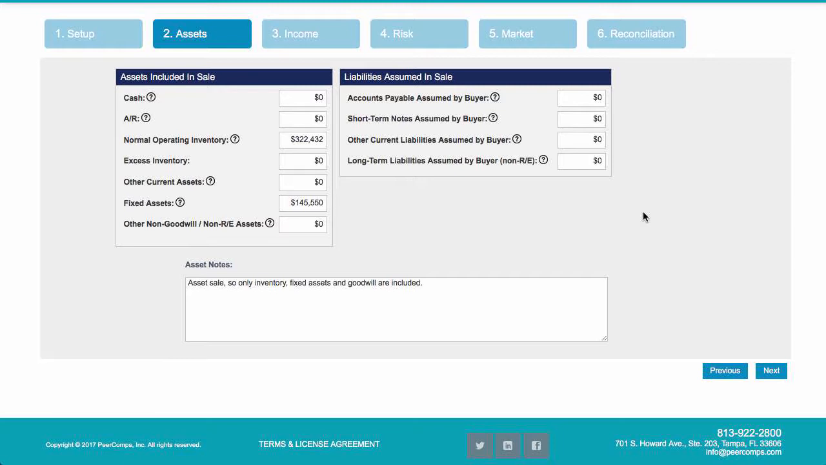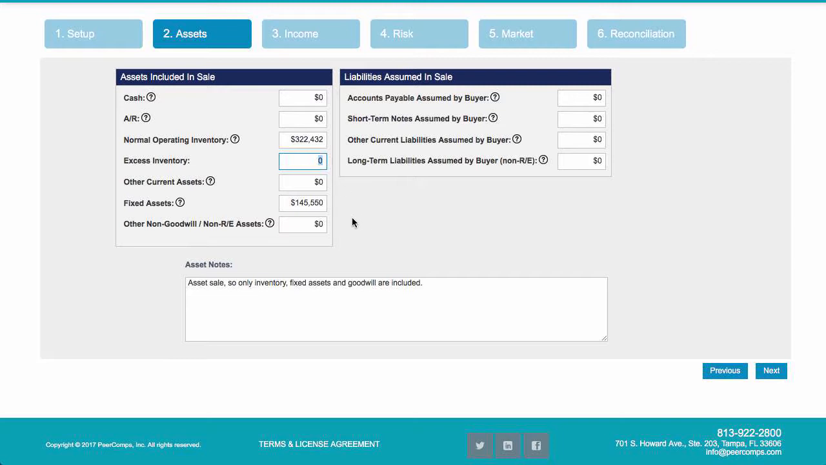In the Asset section, you're only going to be adding what assets and what liabilities are actually included in the value, or in this case, the sale. So in this particular model, we're making the assumption this is an asset sale. An asset sale typically is going to include only inventory, fixed assets, and goodwill. If this were a stock sale, we would then add the cash from the latest balance sheet, the receivables from the latest balance sheet, and then also any liabilities from the latest balance sheet, or again, whatever is included in the sale. We do have an inventory section.